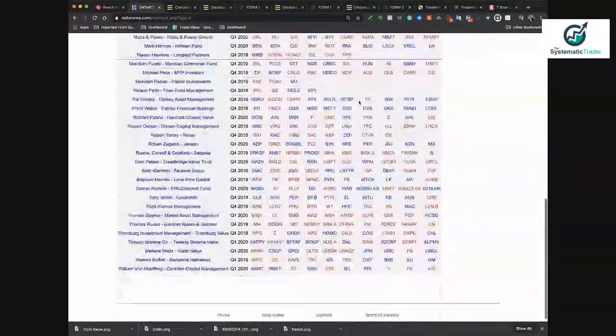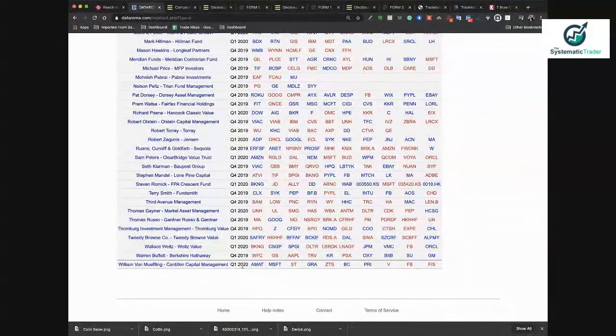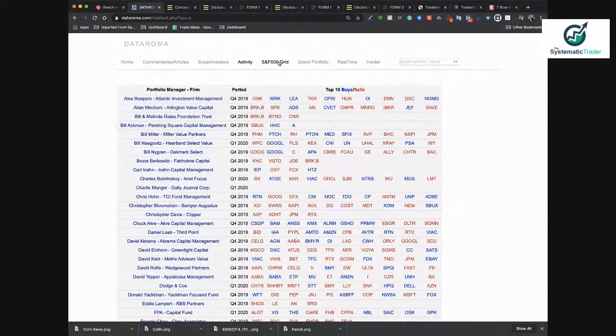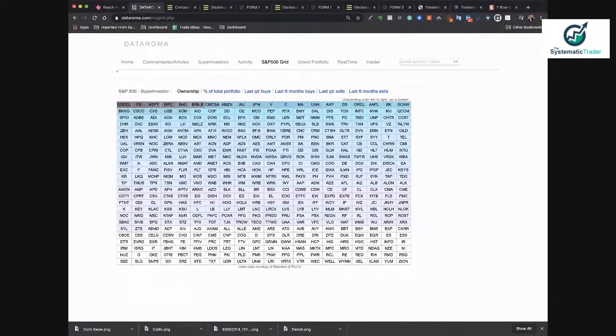So this is maybe the last quarter last year and first quarter this year. The top buy and sell. Then this one is quite interesting, S&P grid. So far, any question? So far, is it good? You can have an insight into what they are holding.